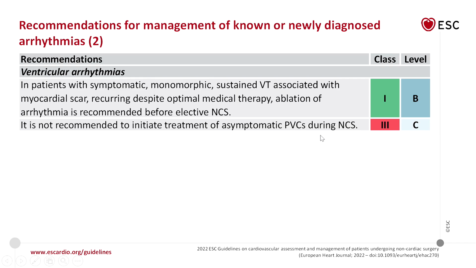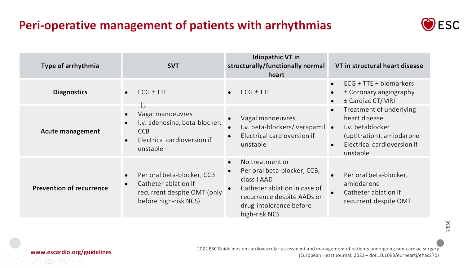And if it is asymptomatic VPCs, there is no need to initiate treatment. Perioperative arrhythmias, we should assess with the ECG and echo, and if it is VT with structural heart disease, then angiography or CT or MRI can be done. And treatment: standard treatment of SVT, vagal maneuver, IV adenosine, beta blocker, CCB, electrical cardioversion if unstable SVT is there. And similar treatment is there for idiopathic VT.